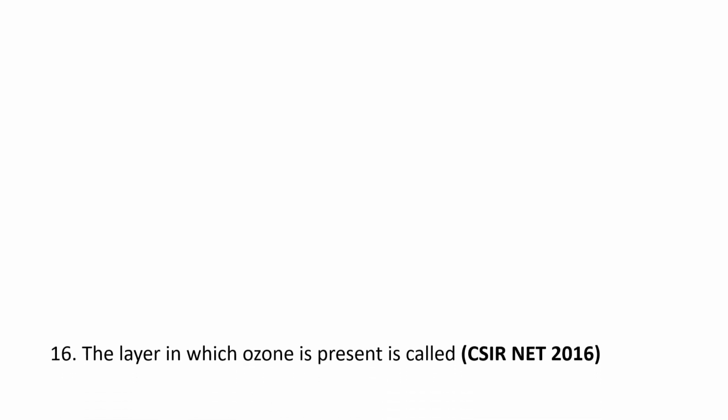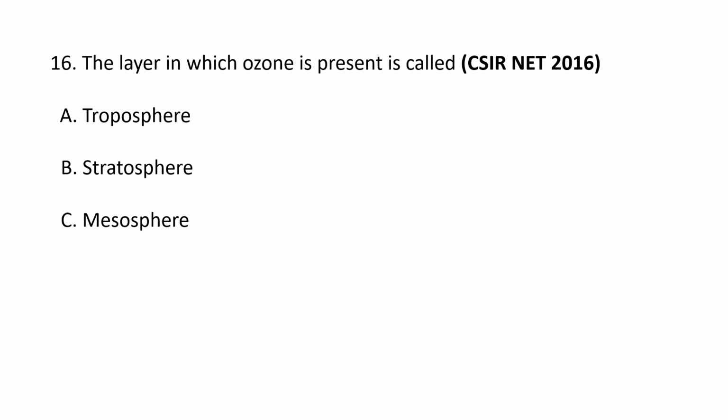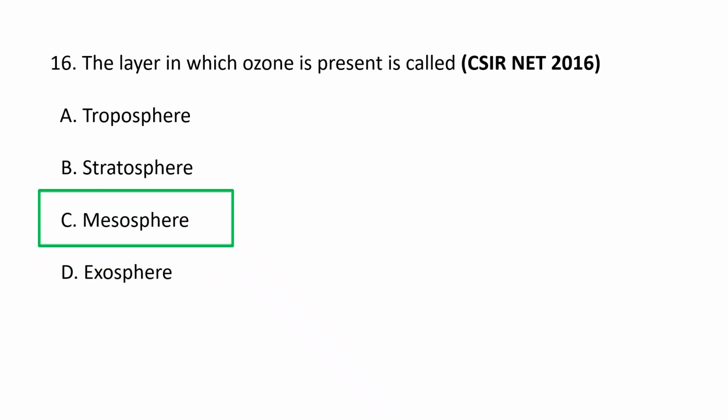Next question. The layer in which ozone is present is called, very simple question, A. Troposphere, B. Stratosphere, C. Mesosphere, and D. Exosphere. The correct option is B.